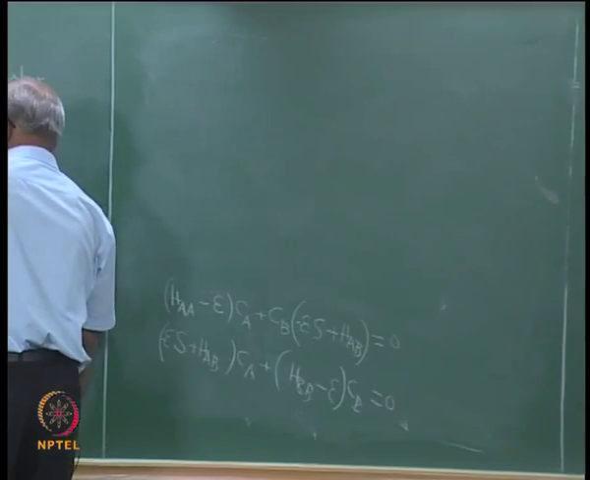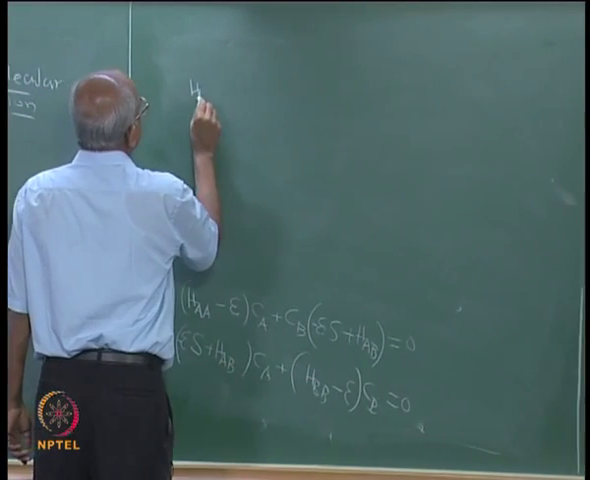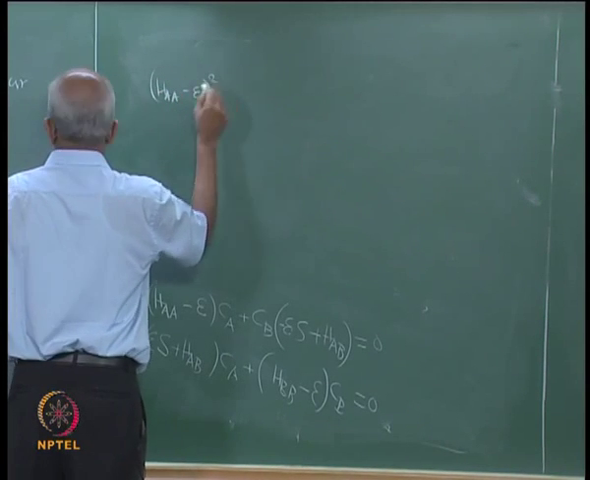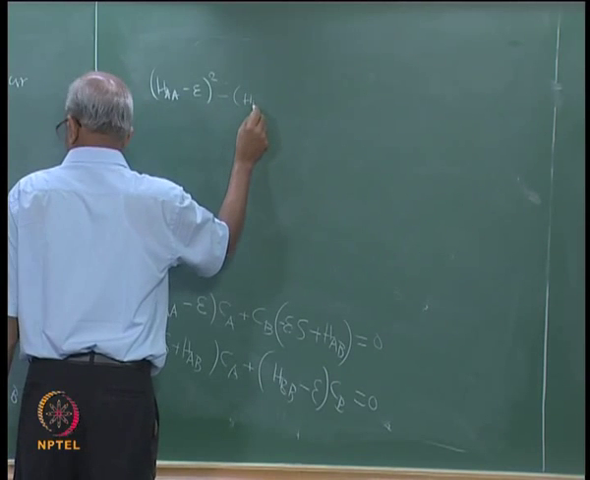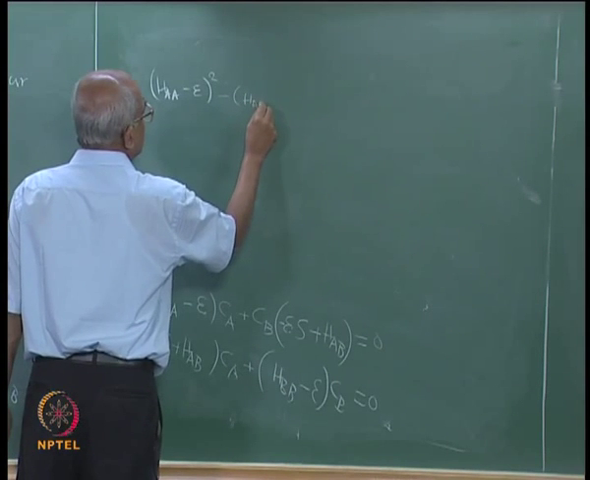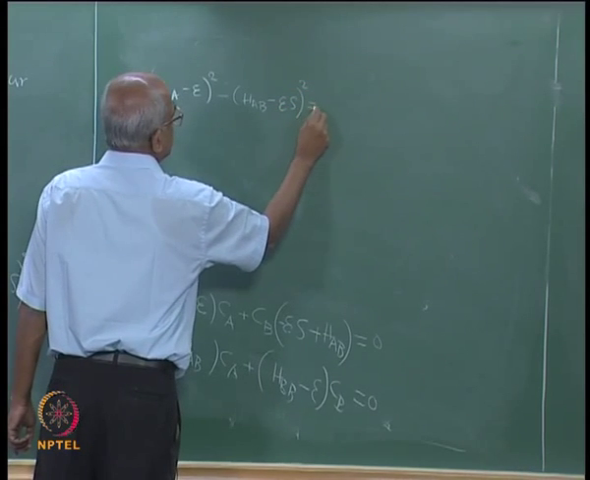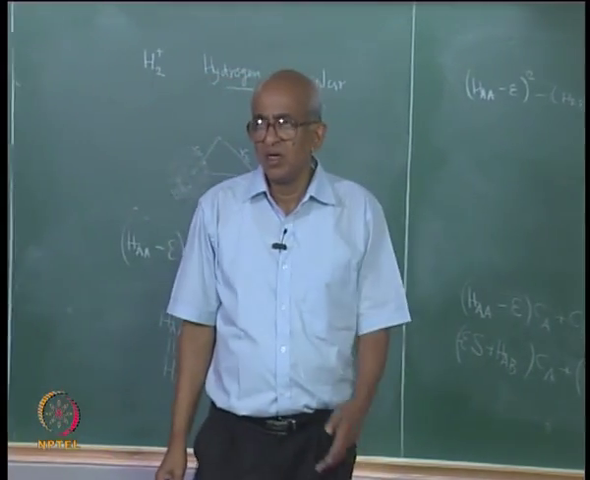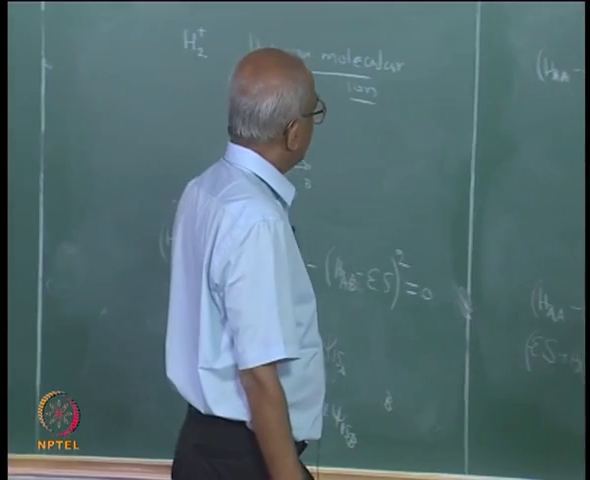This equation will become HAA is equal to HBB. So, therefore, you will actually get (HAA minus script E) the whole square minus, sorry, not HBB, but (HAB minus script E into S) the whole square must be equal to 0. And this is a simple equation, you can easily solve it. What is the solution?